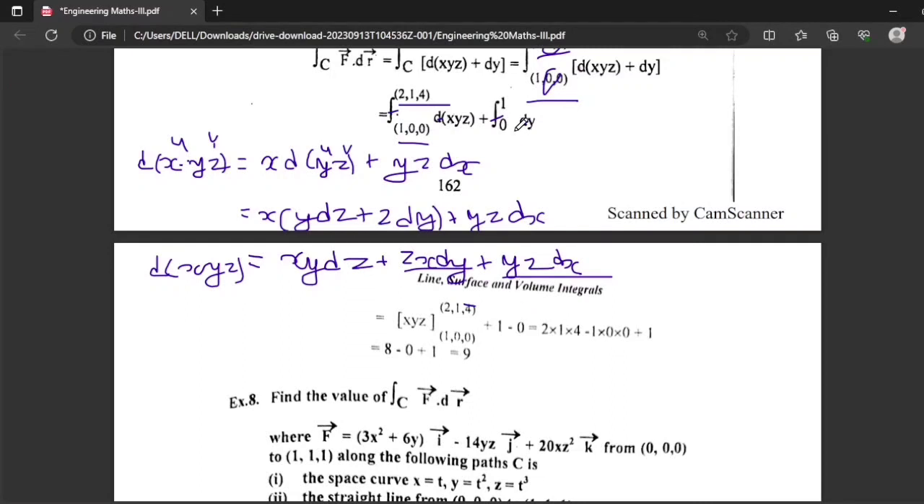So it is upper limit minus lower limit: for y it is 1 minus 0, and for xyz, x into y into z in the upper limit is 2 into 1 into 4, that is 8, and in the lower limit is 1 into 0 into 0, that is 0. Plus 1, so 8 plus 1, that is 9.